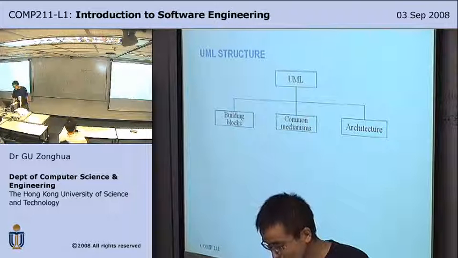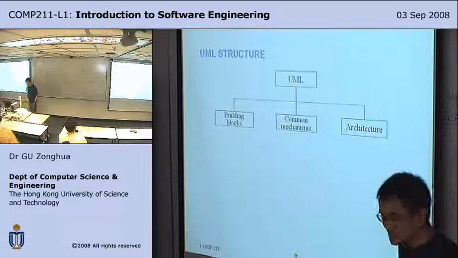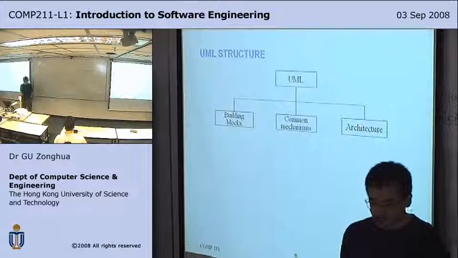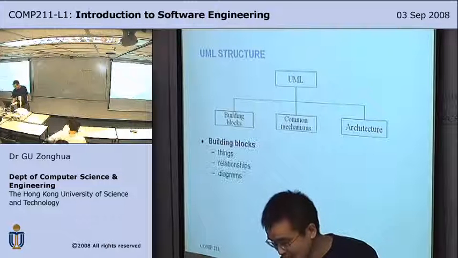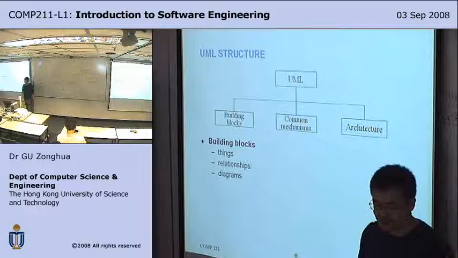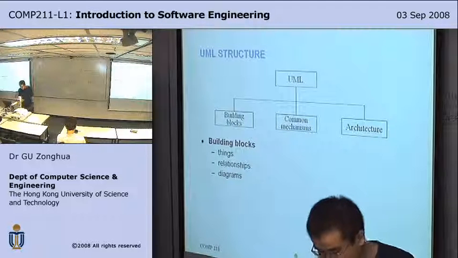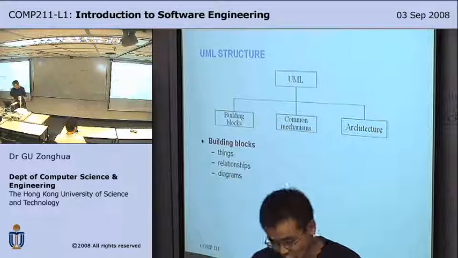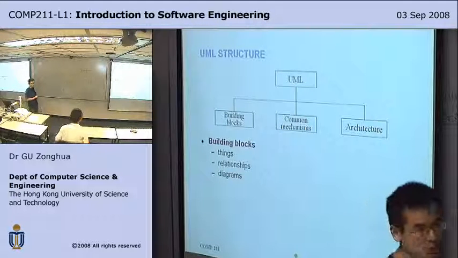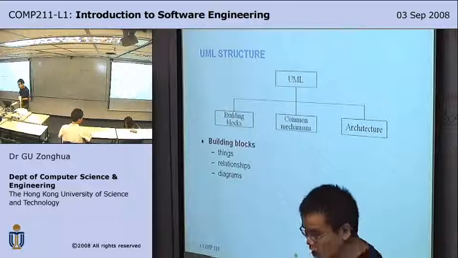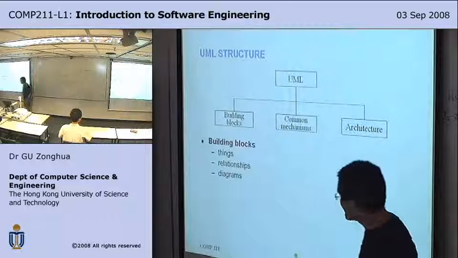So next, UML essentially has three parts: building blocks, common mechanisms, and architecture. Building blocks are the things, relationships, and diagrams. Things are the structural things. Relationships are how the things relate to each other. And diagrams: there are 9 types of diagrams in UML.